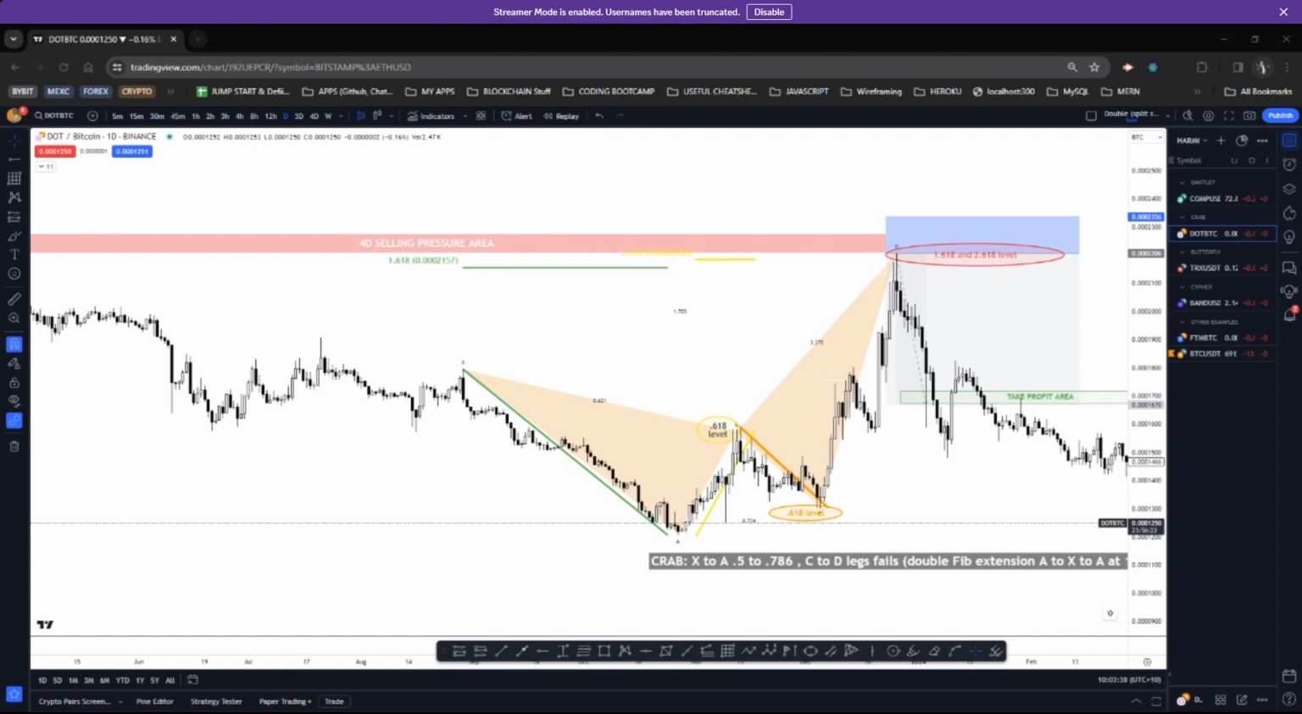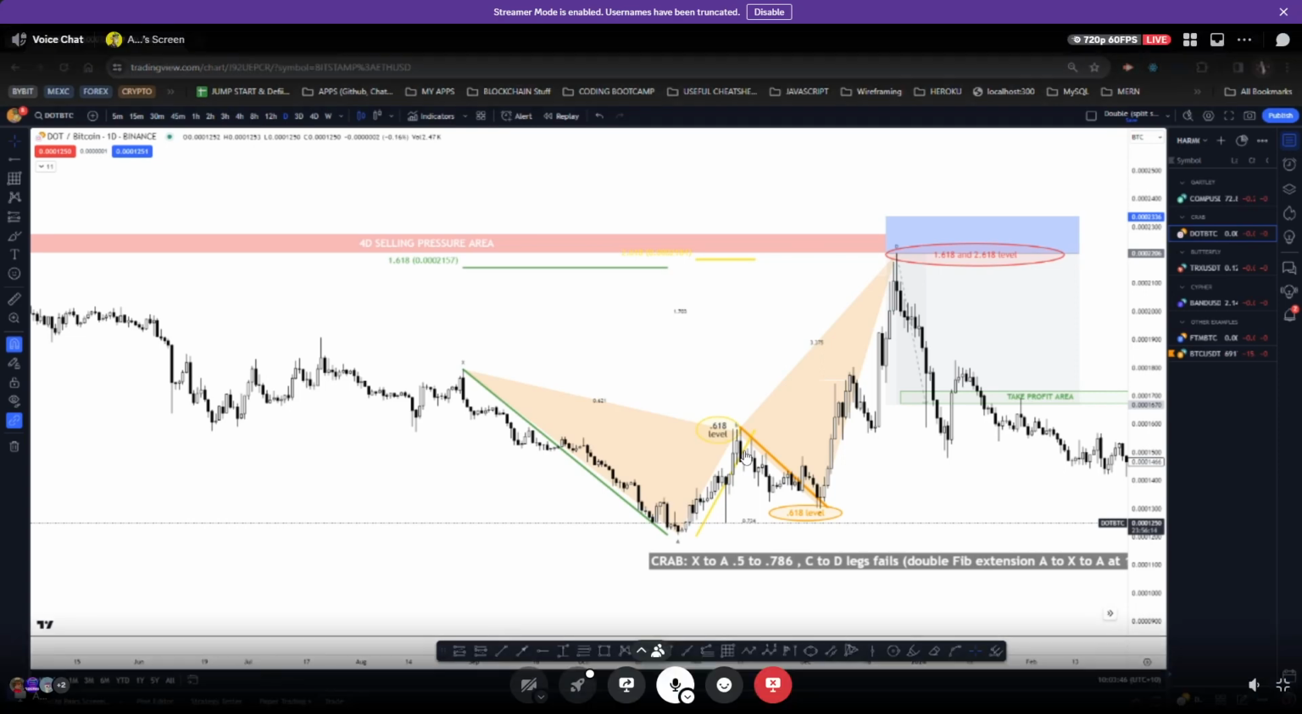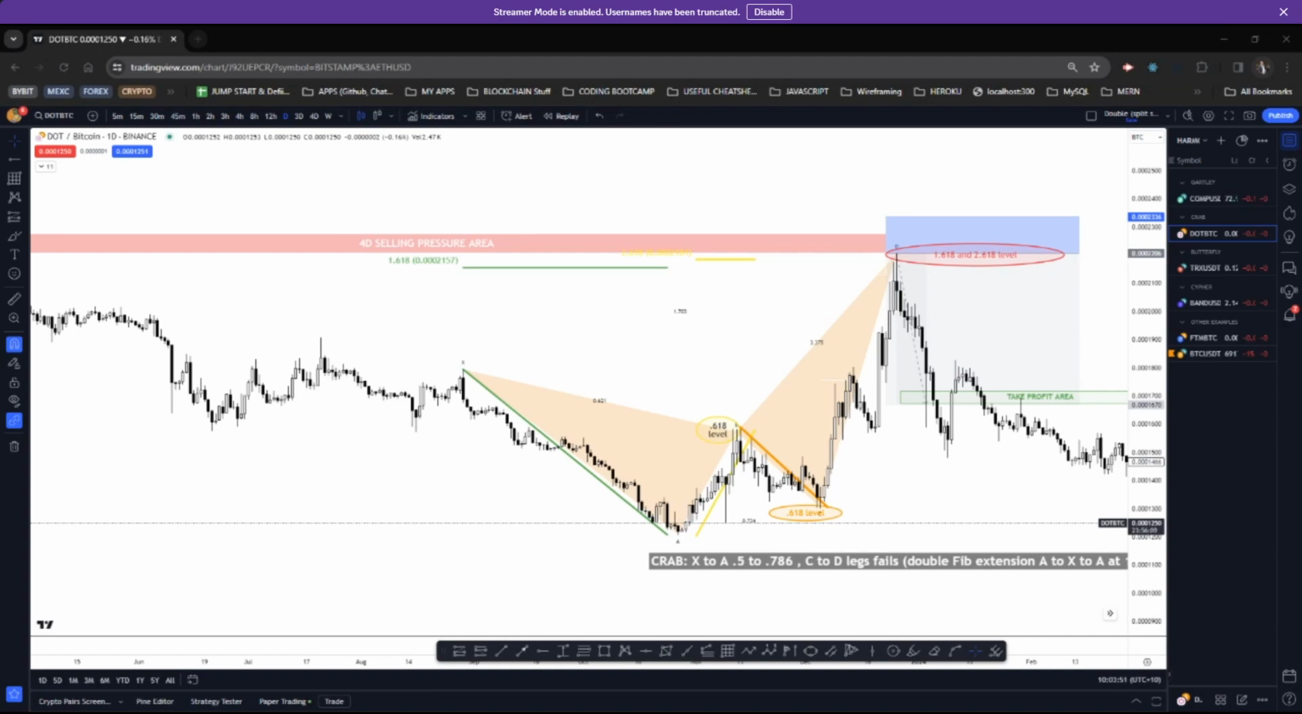So, what is harmonics? That's a big question. I know someone asked in the chat the other day, like, what the heck is that? Harmonics are basically patterns that repeat in the market, and they've been studied and found to repeat over and over and over on lower time frames and on higher time frames. They are based off Fibonacci areas.